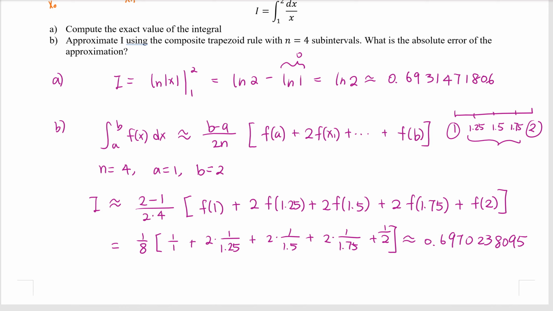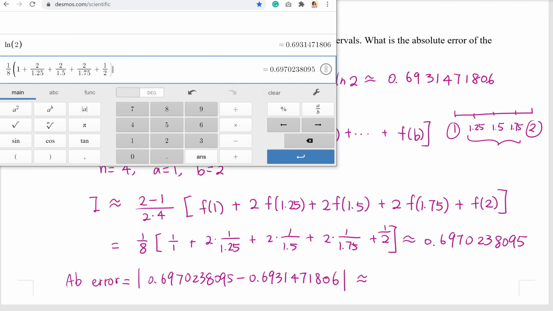And let's calculate the absolute error, right? So absolute error equals the absolute value of the difference between them. And I just use the bigger number minus the smaller number because we just want our answer to be positive. So you can use your true value minus the approximated value, or you can use the approximated value minus the true value.